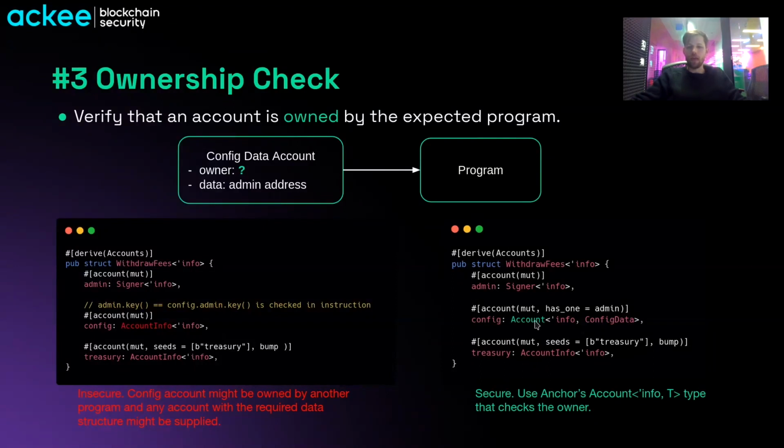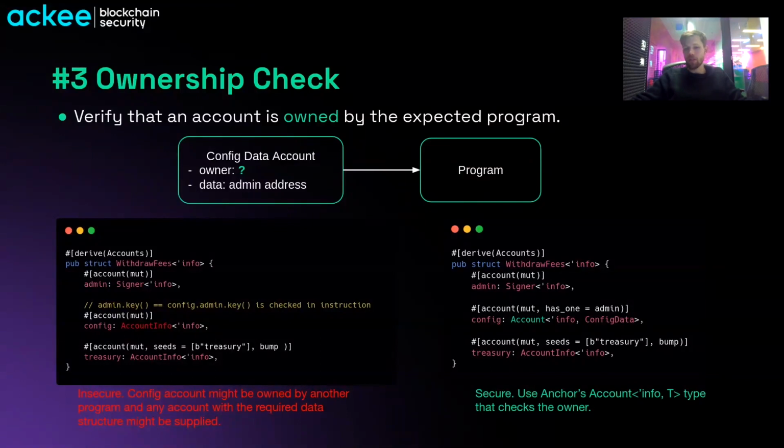So yeah, this is of course insecure, and the correct way to do it here is simply to use the account type. The account type actually automatically checks the owner. So if you leave it just the way it is here on the right side, then Anchor will expect that the owner of this account should be your program, and it will check it for you automatically. You don't have to do anything else here.